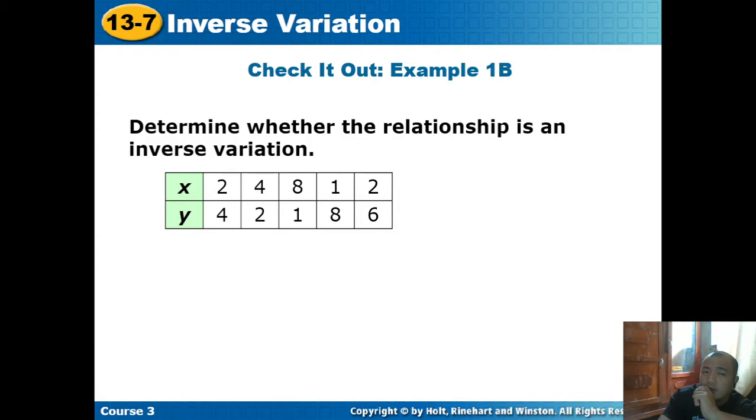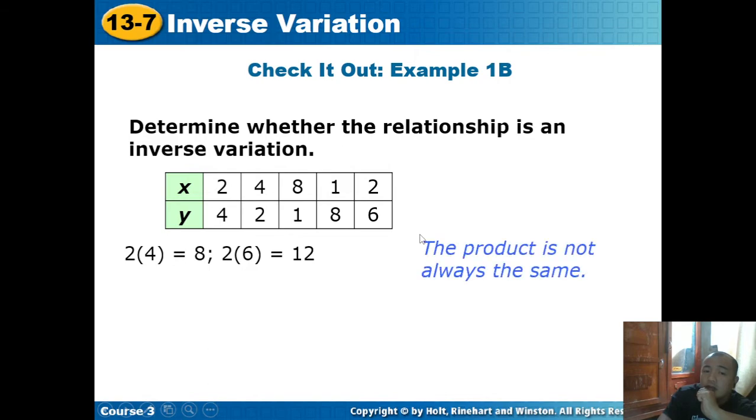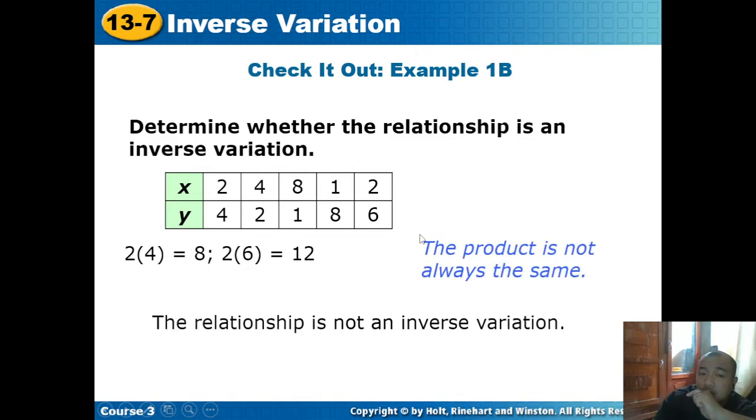How about this? Sample 1b. Determine whether the relationship is an inverse variation. Okay, the numbers are jumbled in each coordinate. So let's just determine if the product of x and y is the same. 2 times 4, 8. 4 times 2, 8. 8 times 1, 8. 1 times 8, 8. But 2 times 6 is 12. So the relationship is not an inverse variation.